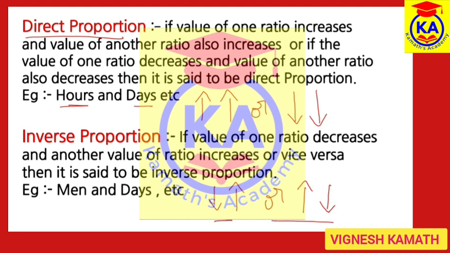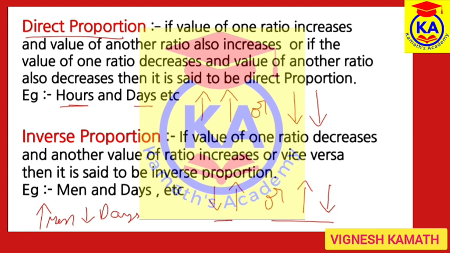The example for inverse proportion is men and days. More the men, less the days required, right? If we employ more men, then they can finish work faster. Finishing the work faster means less number of days are required to complete the work, right? So more the men, less the days. So men and days are in inverse proportion. I hope you got the meaning of direct proportion and inverse proportion.